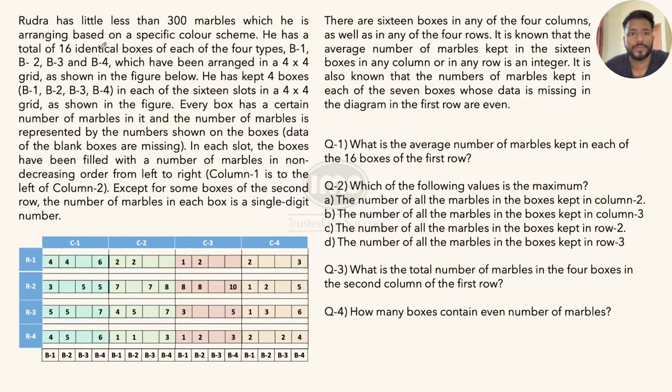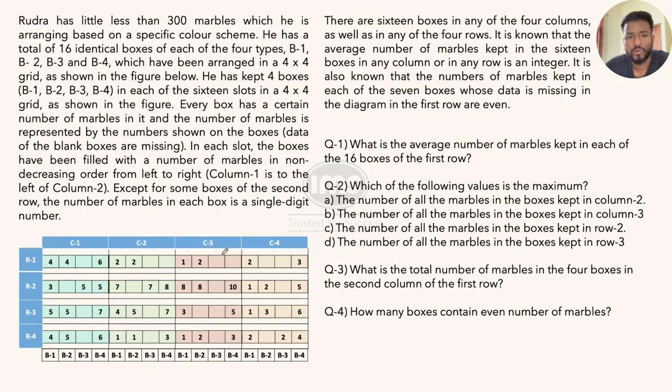64 boxes in total have been arranged in a 4 cross 4 grid as shown in the figure below. He has kept 4 boxes, B1, B2, B3, B4, in each of these 16 slots in a 4 cross 4 grid as shown in the figure. Now, if we understand what he's saying in this passage till this point, he's saying he has arranged all these 64 boxes in this 4 by 4 grid.